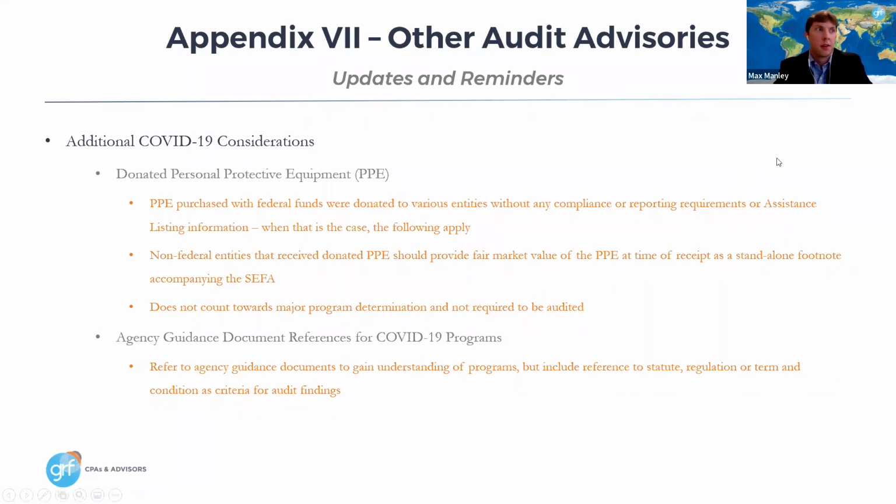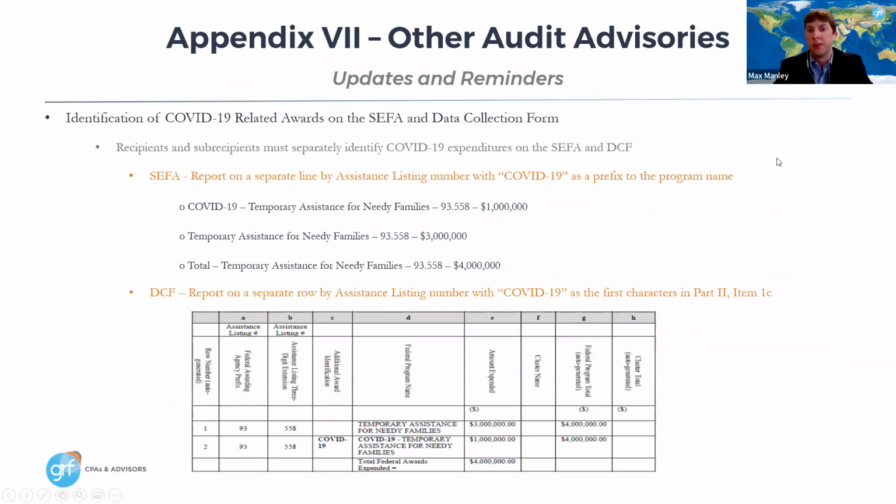On the next slide, I do think it's useful to kind of revisit how the COVID awards need to be presented on the CIFA in the data collection form. It is a requirement that COVID awards be identified separately. So we have a couple of examples here. For the CIFA, let's say you have a program that's partially COVID funded and partially not. You would then need to have 3 lines on the CIFA to show that funding.